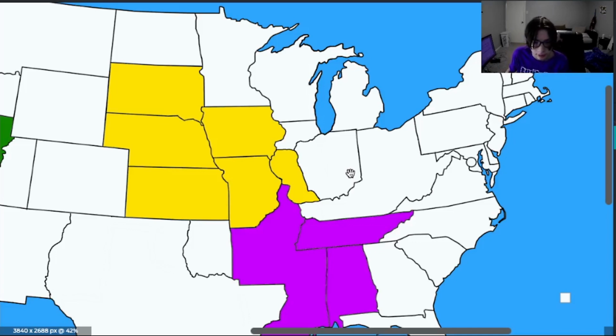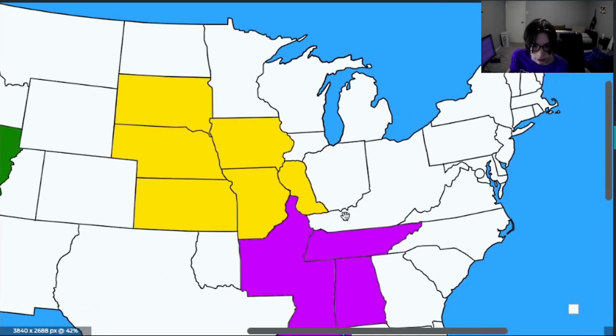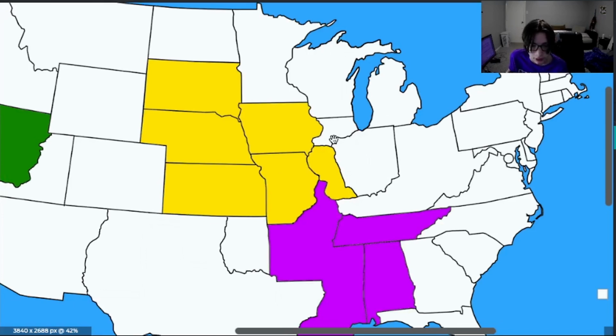Okay, so this is the peace treaty. Indiana gets a bunch of eastern Illinois. Ohio gets some of the southern parts. Wisconsin gets the peninsula of Michigan. Chicago and Illinois are split. This is Chicago. This is Illinois.